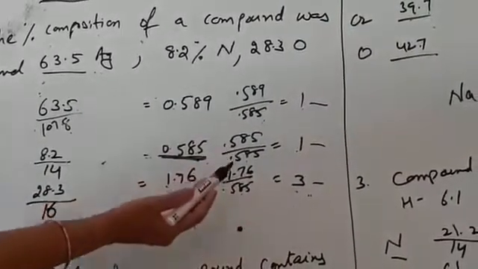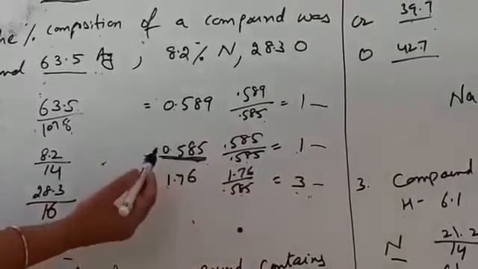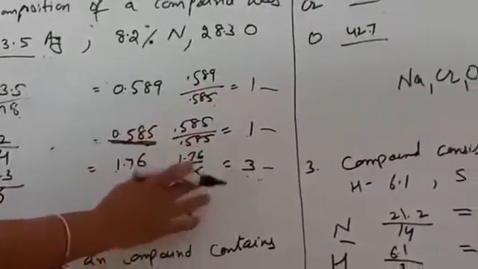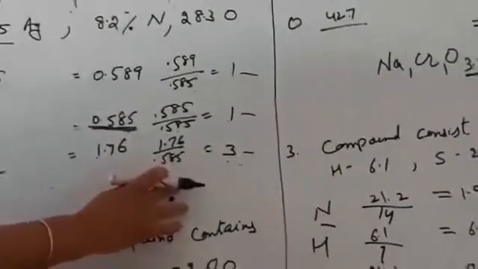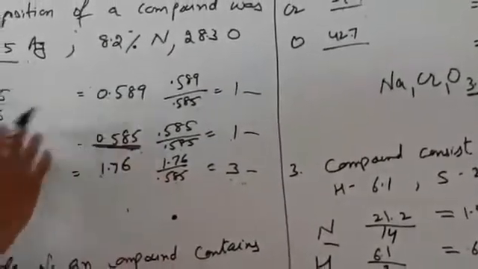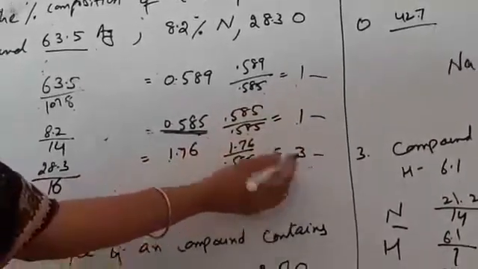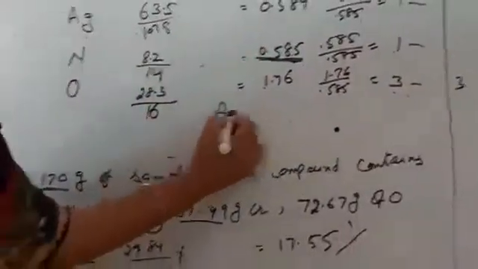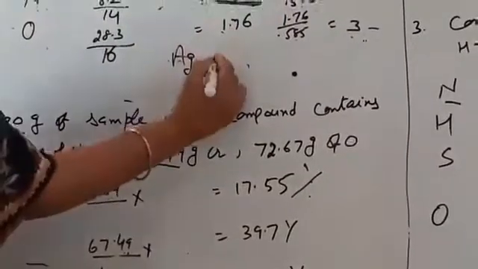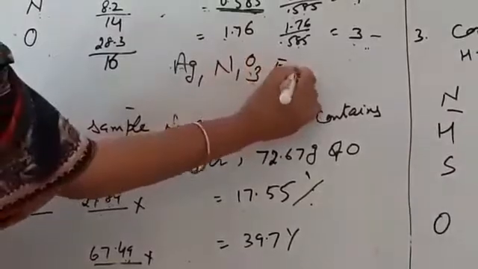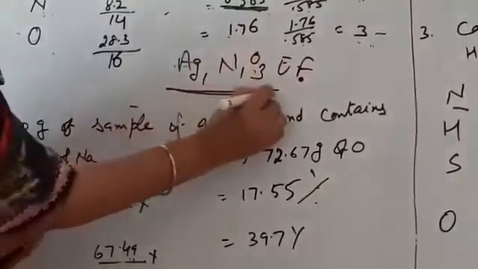The last step to derive the empirical formula is: if any ratio comes as a fraction, convert it into a whole number by multiplying with a suitable integer. But in this example, we already get these ratios as whole numbers. So silver is 1, nitrogen is 1 and oxygen is 3. This is the empirical formula of the compound.